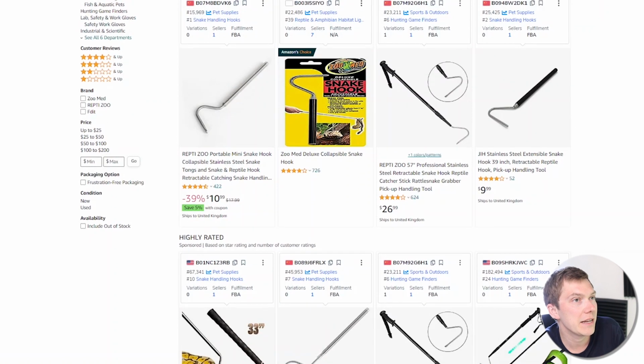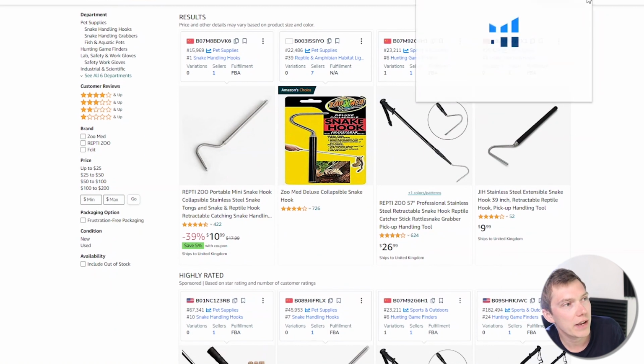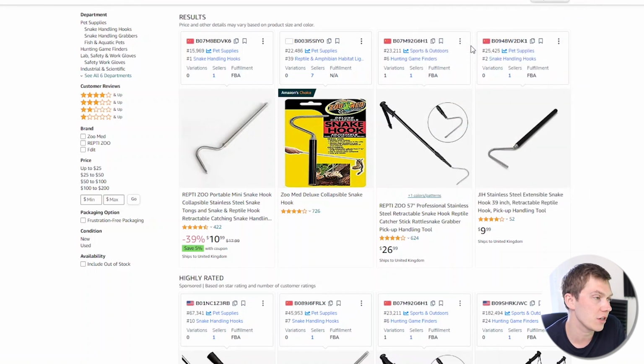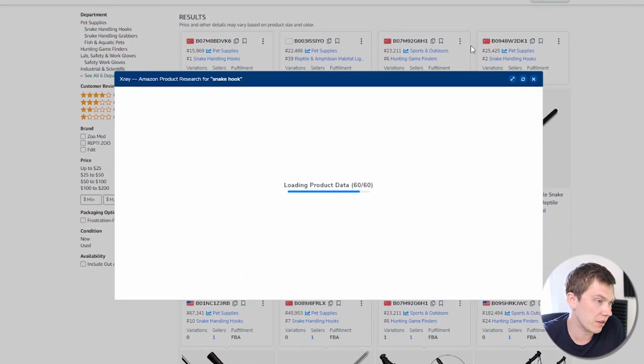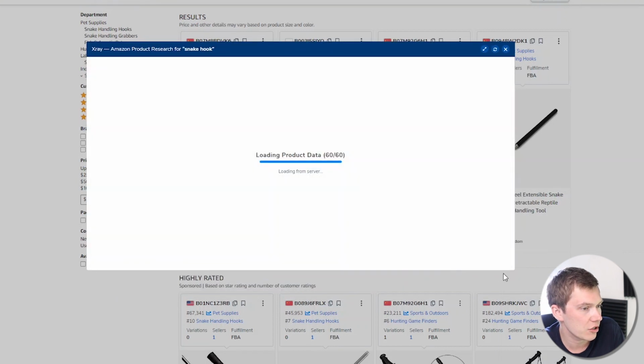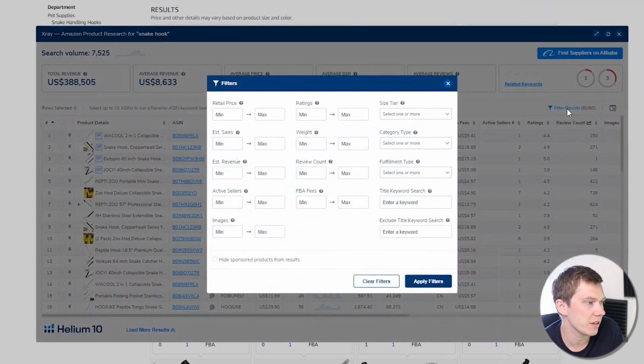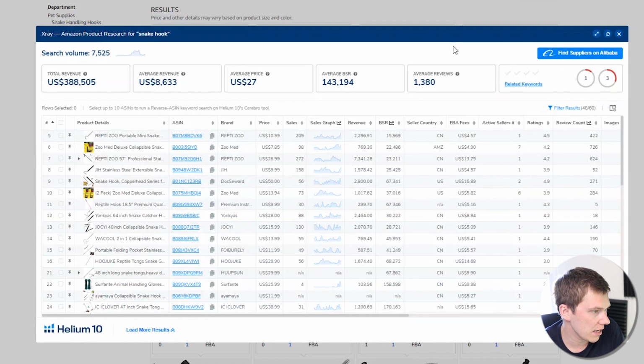But let's run our Helium 10 tool, the X-ray extension once again, which, in case it didn't make clear enough at the beginning of this video, you can use for free for a number of searches. Just remember to use the link in the description box below. So we're going to run that, and let's have a look at what the data shows. Okay, so the results have fully loaded, and just like before, we're going to press the filter results button, and we're going to press hide sponsored products from results. Let's now have a look at the different columns.